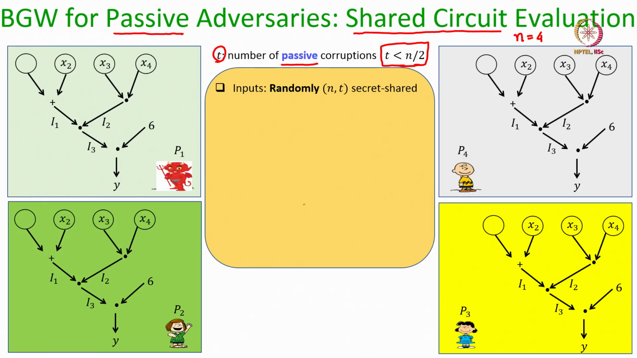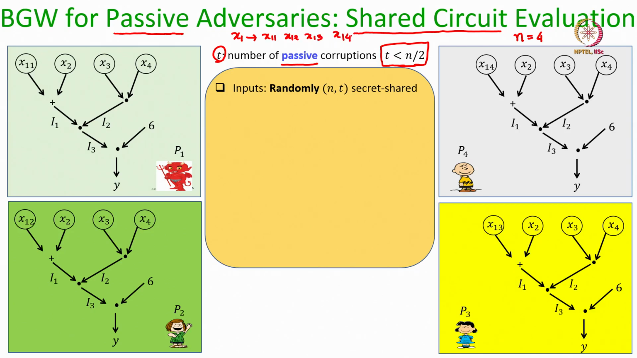So, party 1 owns the input x1. It will act as a dealer and invoke an instance of a T out of n secret sharing scheme and secret share its input. So, it will give a share of x1 to the second party, to the third party, to the fourth party, and one share it keeps with itself. So, let us call the shares of x1 as x11, x12, x13 and x14.